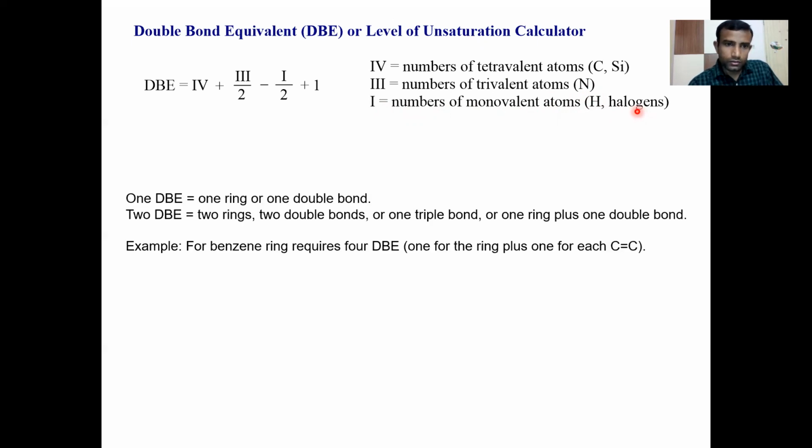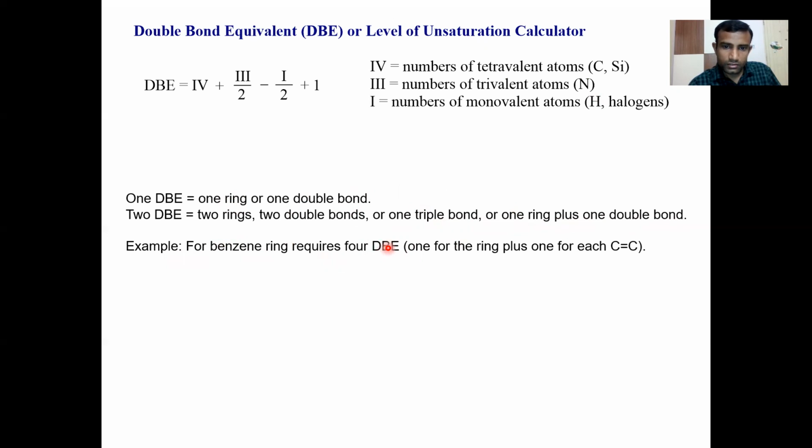Okay. So one double bond equivalent equals one ring or one double bond. Two double bond equivalents can be two rings, two double bonds, or one triple bond. Also one ring plus one double bond. Like this, we can discuss all the possible combinations. So for example, a benzene ring has four double bond equivalents because it is cyclic, so it has one ring and three double bonds.